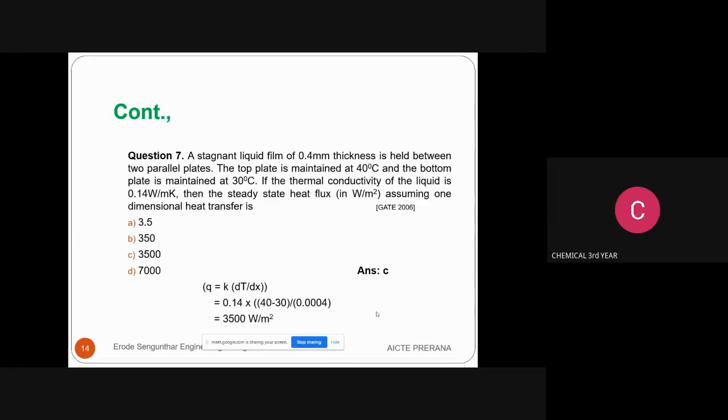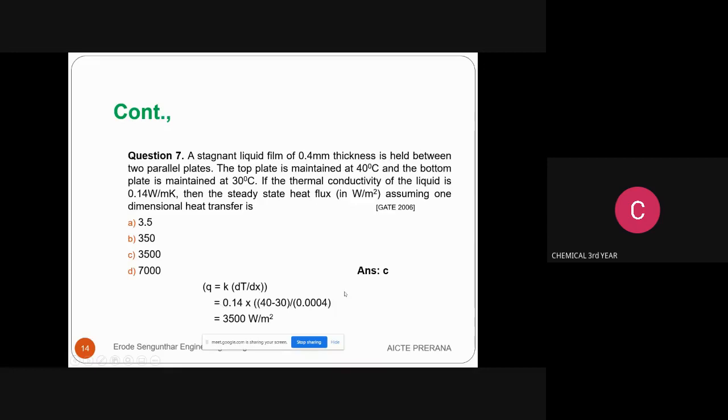The next question: a stagnant liquid film of 0.4 mm thickness is held between two parallel plates. The top plate is maintained at 40 degrees Celsius and the bottom plate at 30 degrees Celsius. The thermal conductivity of the liquid is 0.14 watt per meter Kelvin. The temperature difference is 40 minus 30, so dT is 10 degrees Celsius. If we convert this to Kelvin, we have 10 Kelvin only, divided by the thickness 0.4 mm. Converting to meter, we have 0.0004 meter.